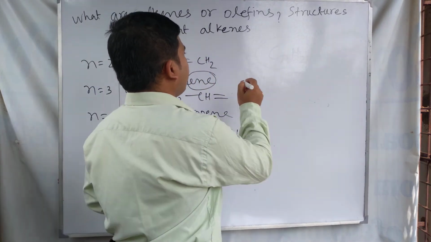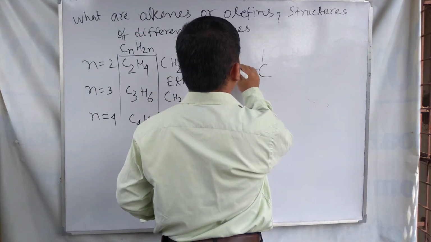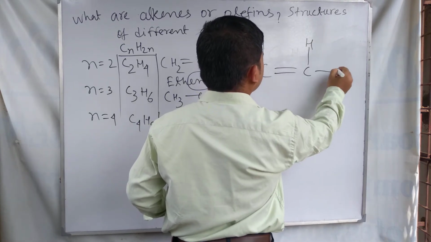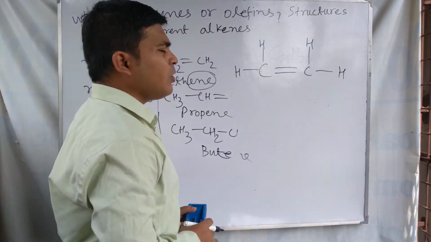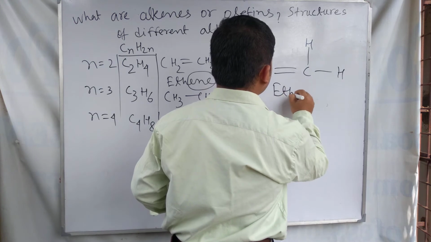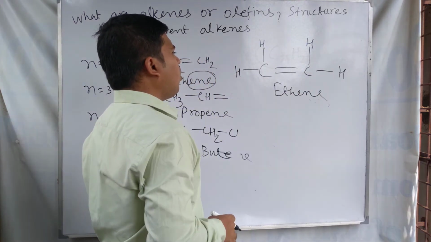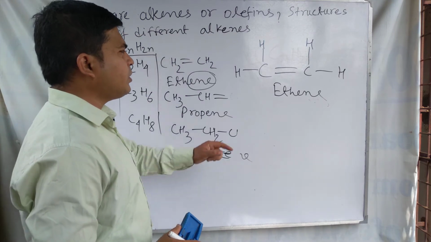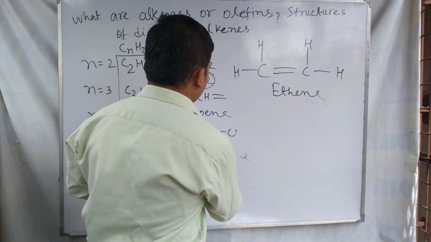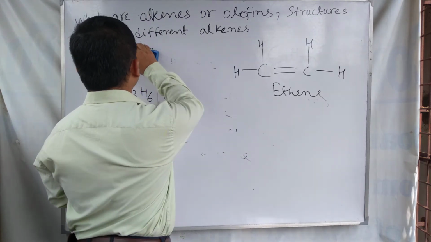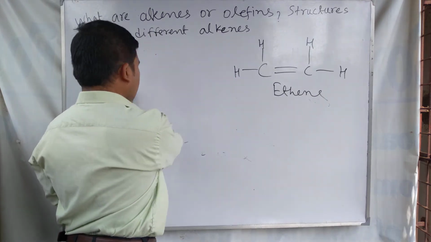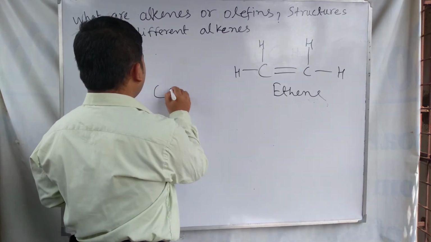Now for the detailed structures of these alkenes, if we write all the hydrogens and carbon bonds, the structure looks like this. This is called ethene, the structure of ethene showing all the covalent bonds. Similarly, you can draw the structures of other alkenes.